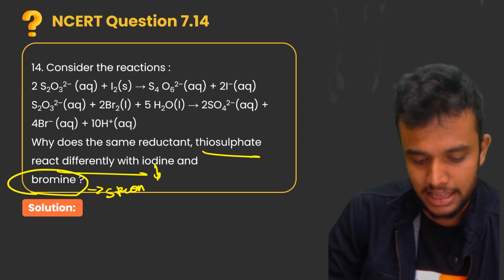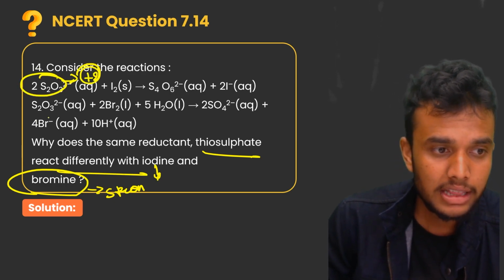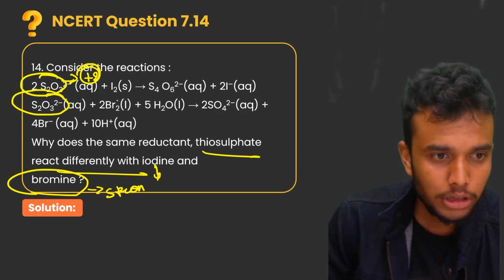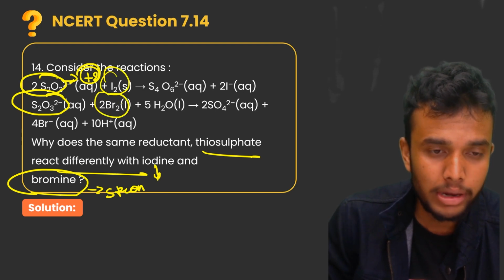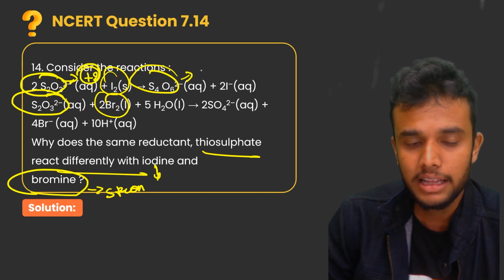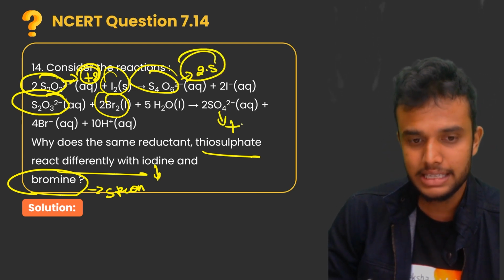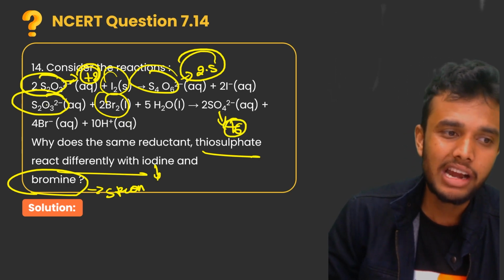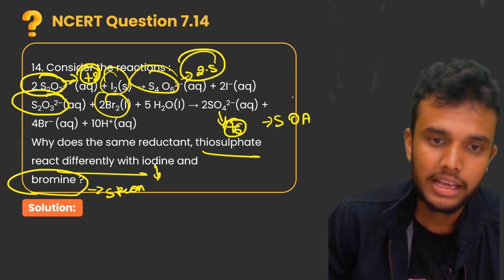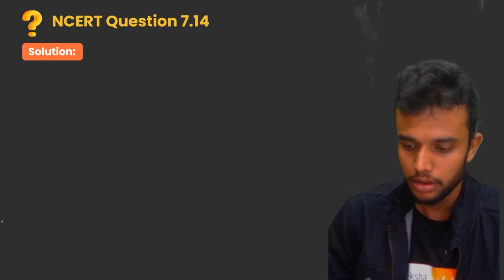Okay, for example, in this case, S2O3 2 minus, its oxidation number is +2. In this case also it is the same, right? Both are the same, but here iodine is there, bromine is there. Whenever it reacts with iodine, it forms S4O6 2 minus, whose oxidation number is 2.5. In this case, +6. That's why bromine oxidizes it to +6, because it's a strong oxidizing agent. In the case of iodine, it's the opposite, a weak oxidizing agent. Very simple. Clear?